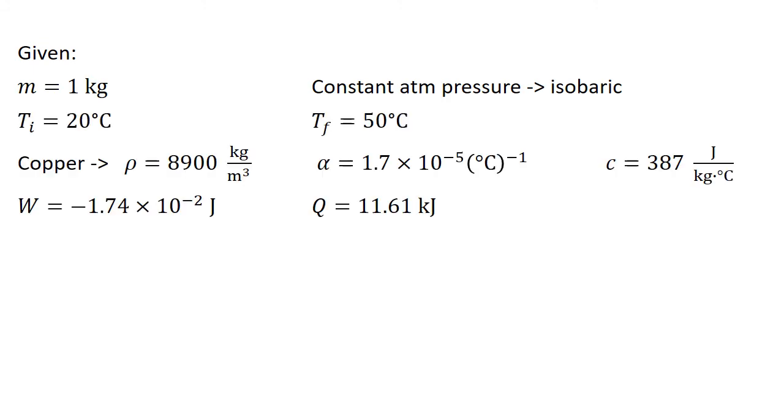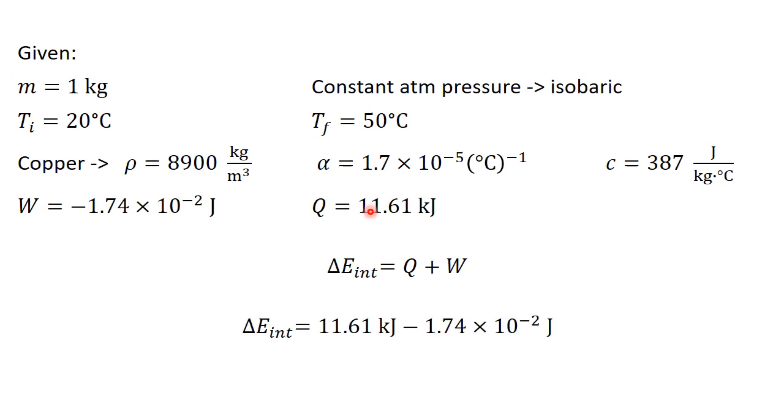From the two previous problems, pinahanap si work and heat. And via first law of thermodynamics, we know that a change in internal energy is equal to heat absorbed plus work done. Substituting those values from the previous problems, A and B, and evaluating, 11.61 kilojoules minus 1.74 times 10 raised to negative 2 joules is equal to, just equal to 11.61 kilojoules.